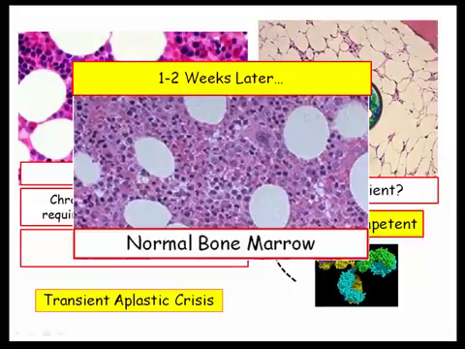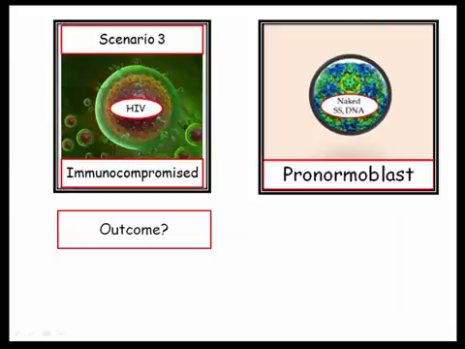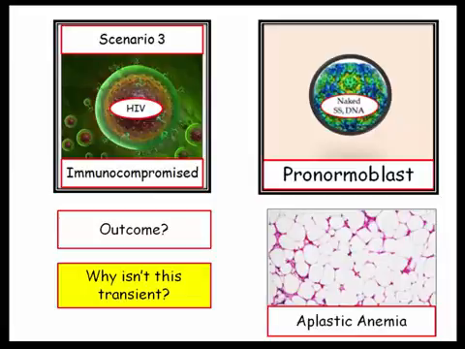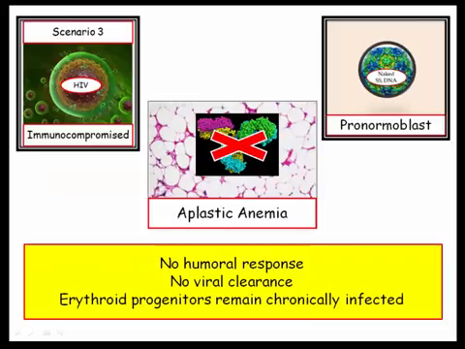And that is a good introduction to scenario number 3. Now we have an immunocompromised patient. They are infected with the same little single-stranded DNA virus. What's the outcome in this scenario? That is, what happens to the normoblast if you can't clear the virus? The answer is aplastic anemia. And why isn't this transient? There is no humoral response. No humoral response means no viral clearance. No clearance, and the progenitors can't recover. Chronic aplasia. That's not too good.